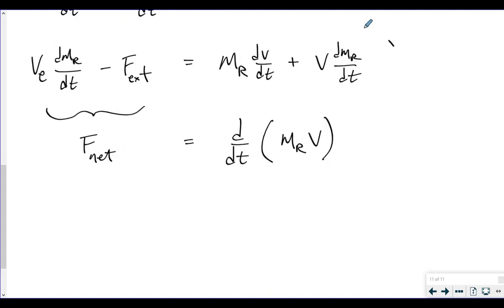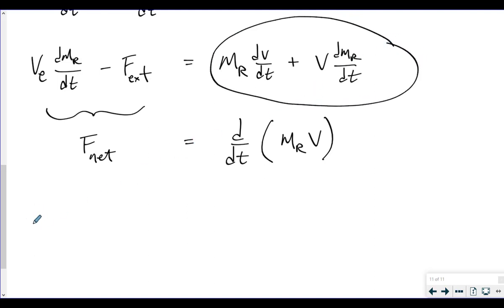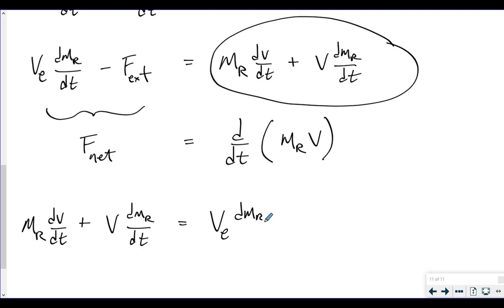Well, at this point what I'll do is I'll take this side of the equation here and write it again. Mass of the rocket, change in velocity of the rocket, plus the velocity of the rocket and the change in mass of the rocket over time, equals the exhaust velocity times the change in mass of the rocket over time minus external forces.